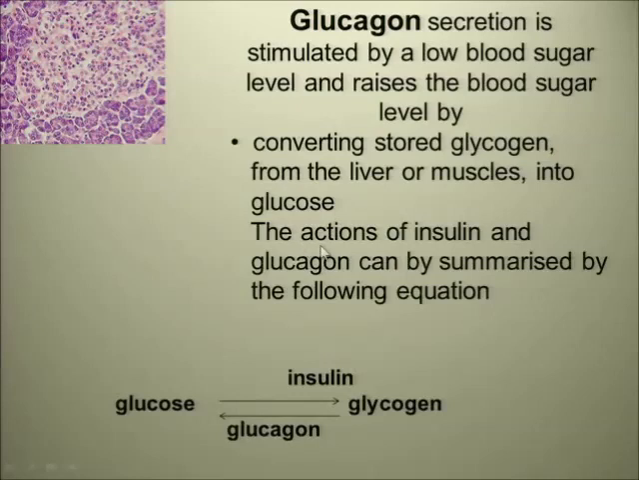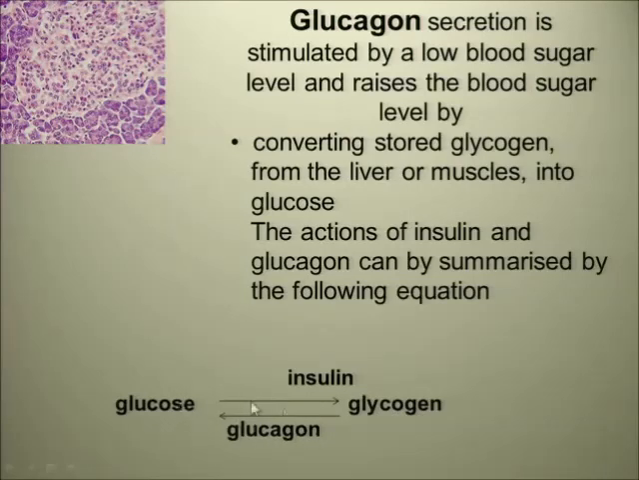The action of insulin and glucagon can be summarized by the following. There's glucose. After a meal, the glucose levels are high. So insulin converts it to glycogen. And then if you need glucose again, glycogen is converted by glucagon to glucose.